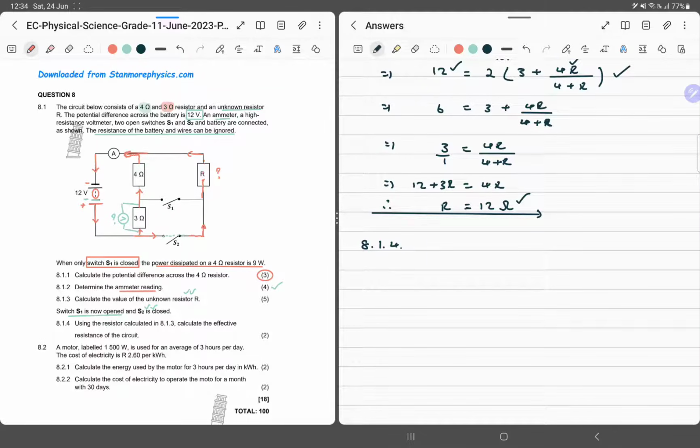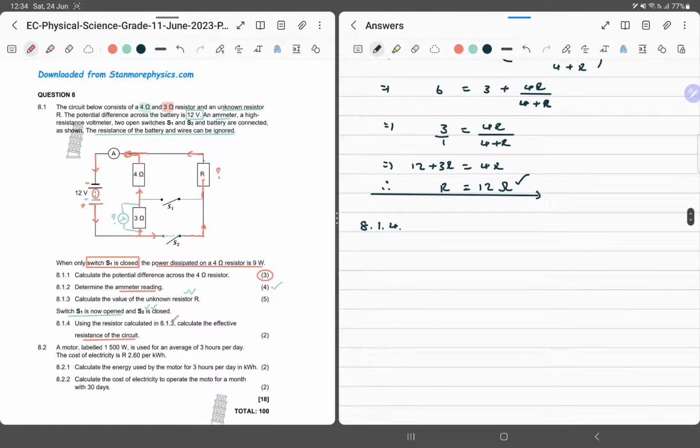Using the resistor calculated in 8.1.3, calculate the effective resistance of the circuit. Easy. So 8.1.4, we can say that R total is going to be equal to the 3.